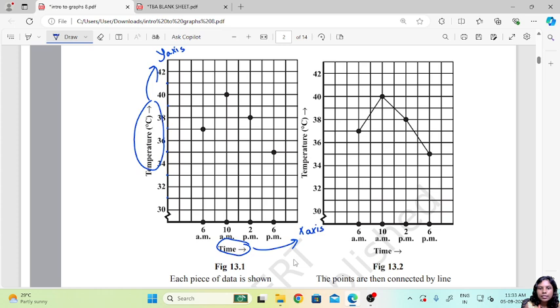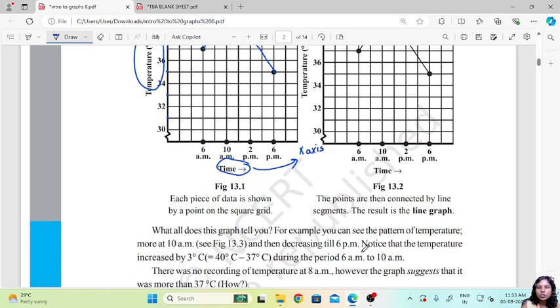35 degree Celsius. Okay, so now once each piece of data is marked onto the graph, then you join it by using a line. Okay, so this to this you draw a line, then this to this, so then here to here, and then here to here. So you have to draw a line. So this as a whole represents the line graph. So the points are connected by line segments. This results in the line graph.